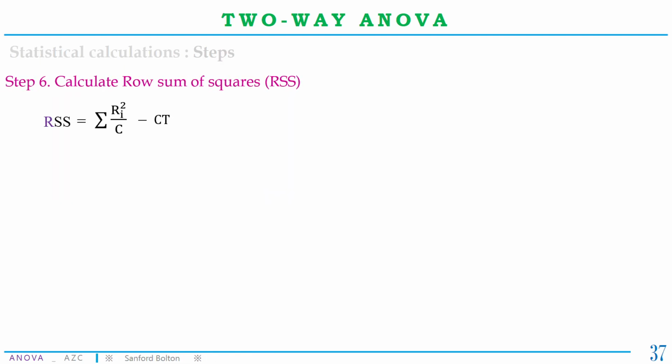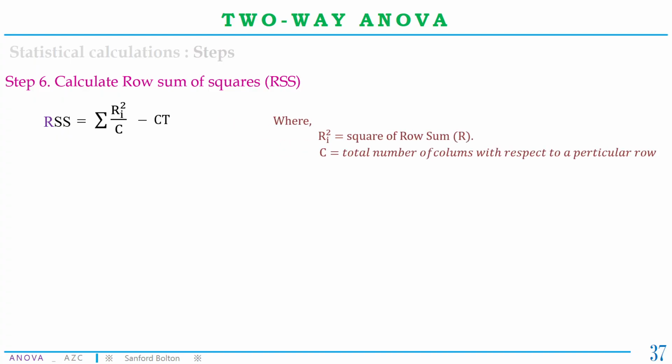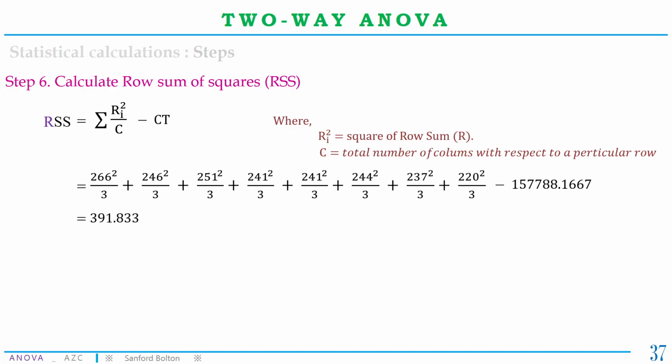Now, calculate row sum of squares, RSS. RSS has following equation. This equation contains Ri, that is square of row sum, while C is total number of column with respect to a particular row. Now calculate RSS. RSS calculated is 391.833.